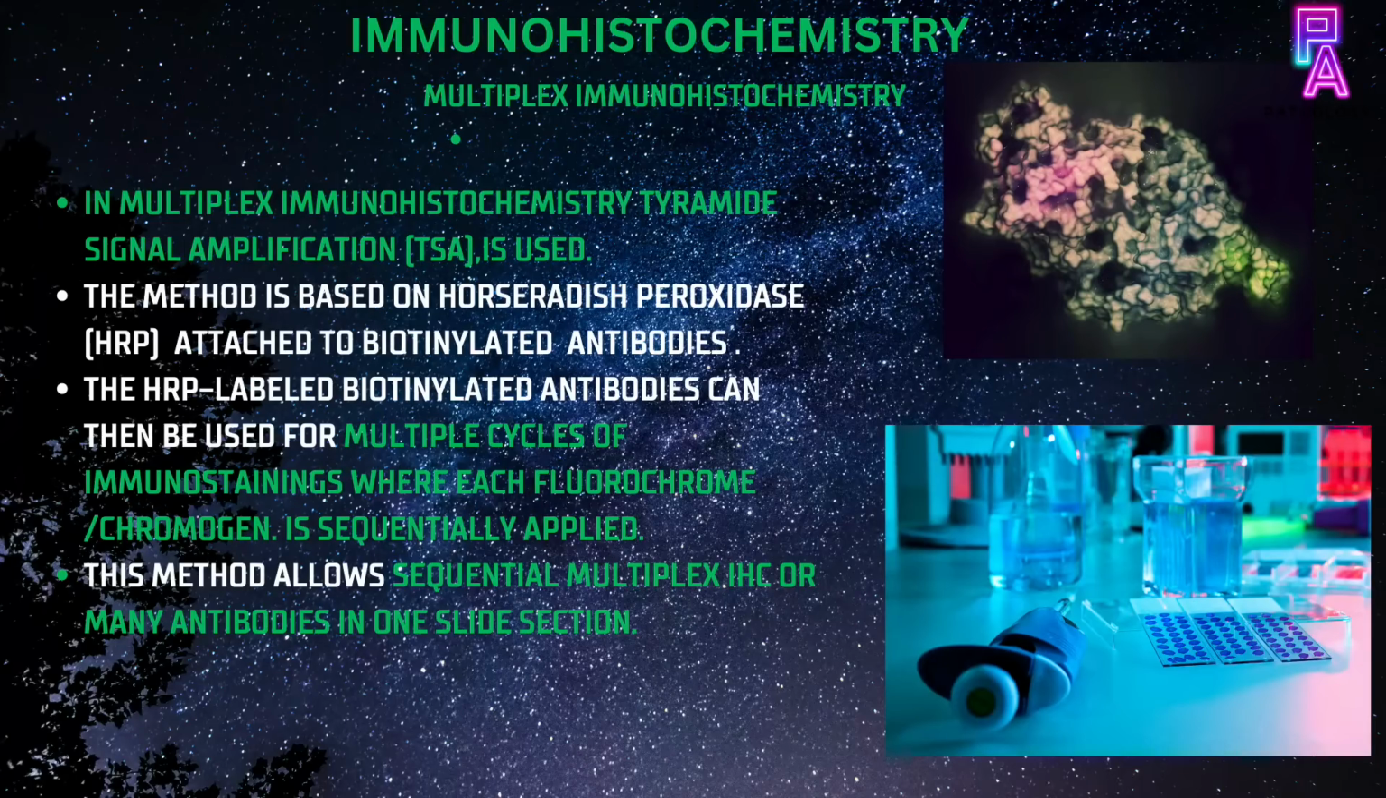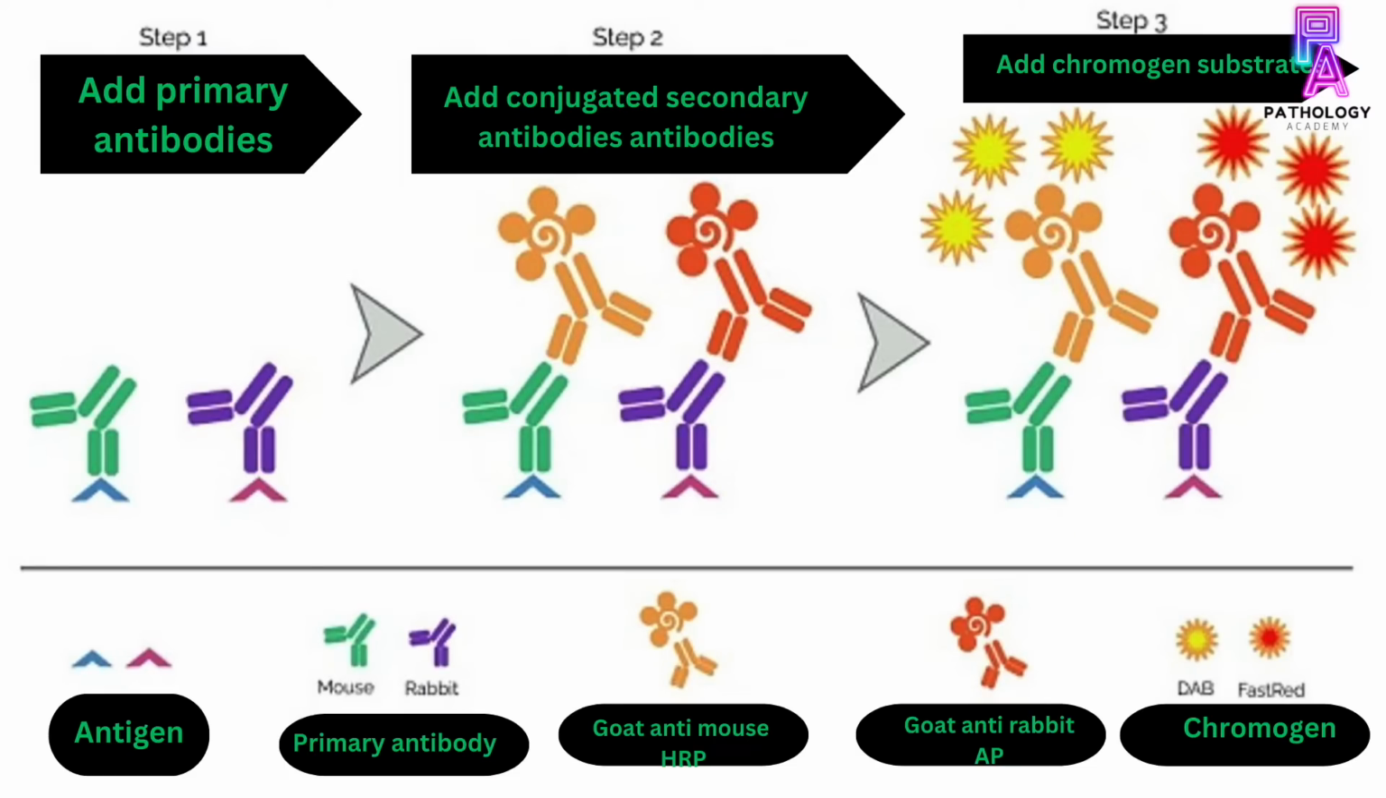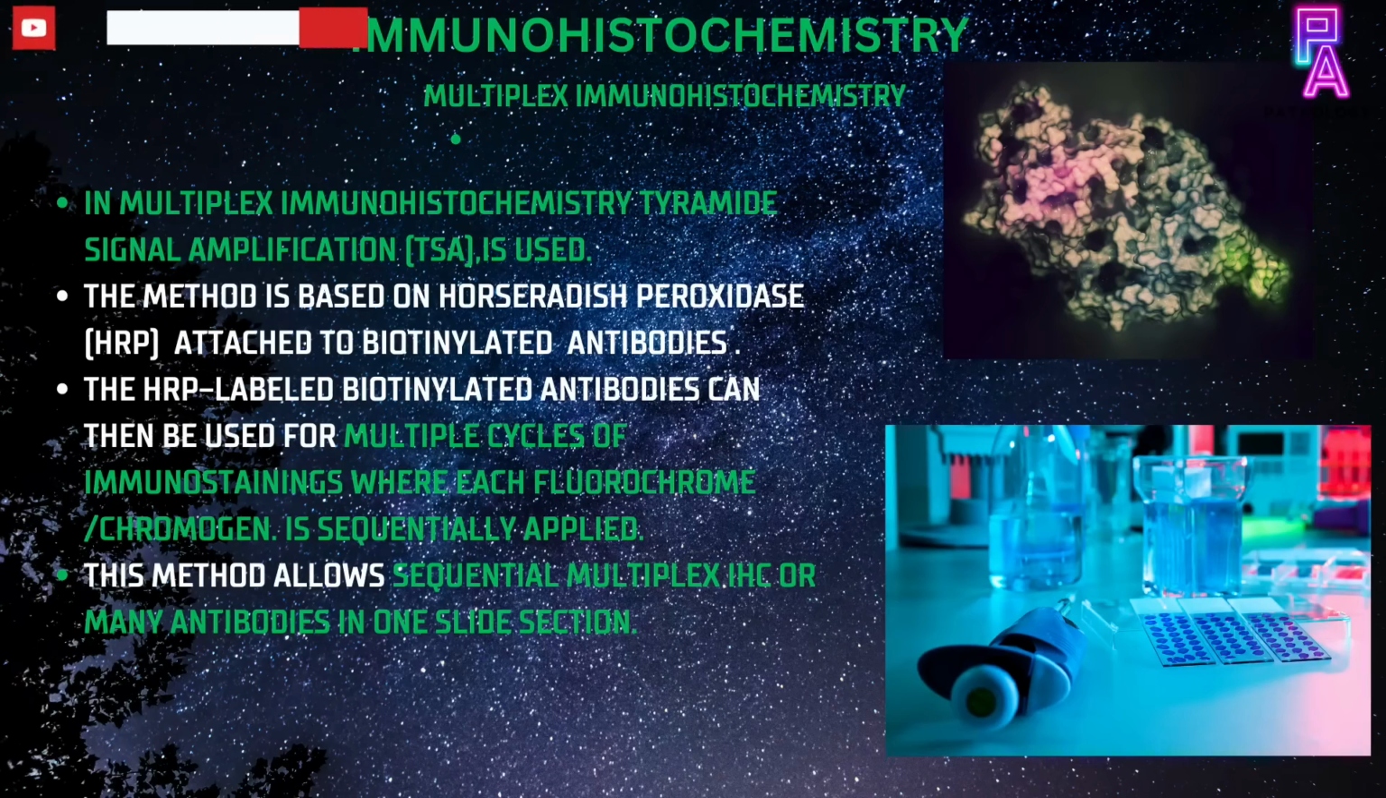In multiplex immunohistochemistry, tyramide signal amplification is used. The method is based on horseradish peroxidase or HRP attached to biotinylated antibodies. The HRP-labeled biotinylated antibodies can then be used for multiple cycles of immunostaining, where each fluorochrome or chromogen is subsequently applied. This method allows sequential multiplex IHC, or many antibodies on one single slide section.